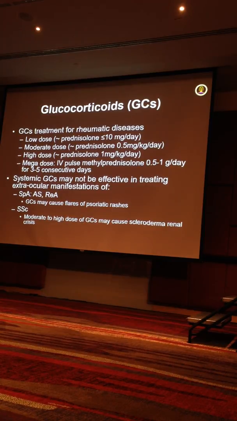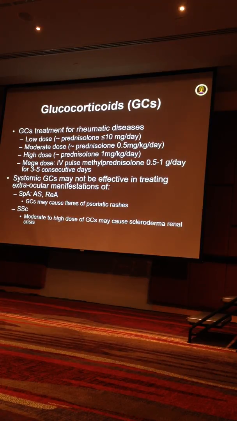But for the genomic pathway, it has to be engaged to the glucocorticoid receptor and then inhibit the pro-inflammatory cytokine gene transcription. So it may take about weeks to work. That's why when you use a lower dose of glucocorticoid, from low dose, moderate dose, or high dose, it will act later than the mega dose.